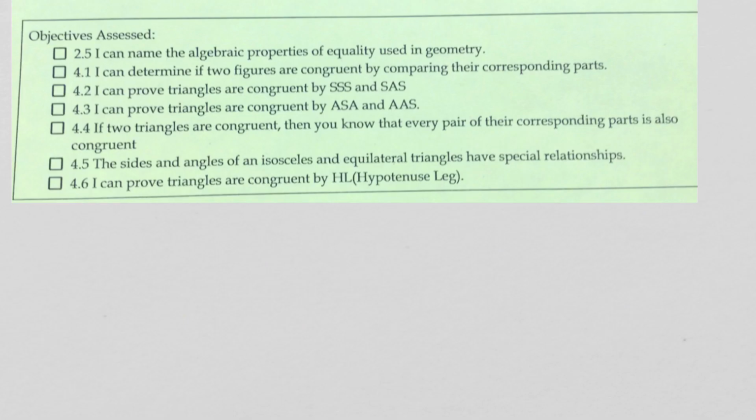All right, so here was the objective. Today we're trying to get through 2.5 and 4.1. 2.5 is needed to start chapter 4 because it lists some properties of equality that we need to use when we start these proofs that we're going to be getting into, triangular proofs. Today we're going to get into basic proofs. So today we're going to name all the kinds of properties of equality used in geometry for 2.5. And then we're going to determine for 4.1 if two figures are congruent by comparing their corresponding parts.